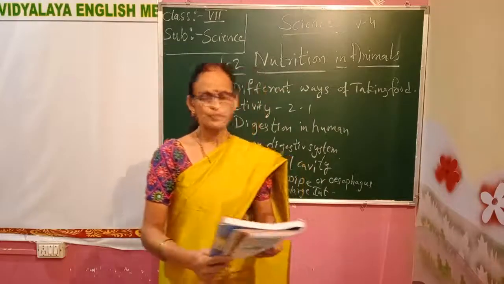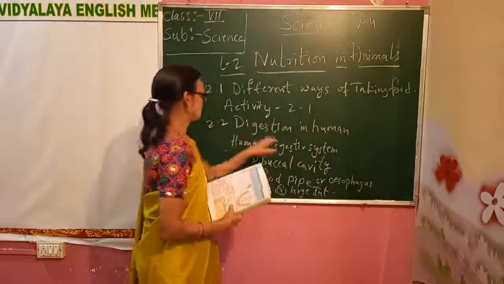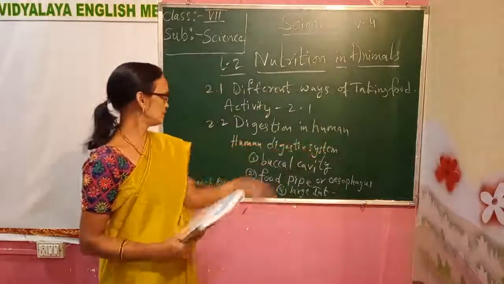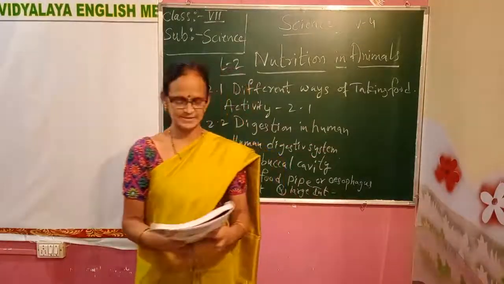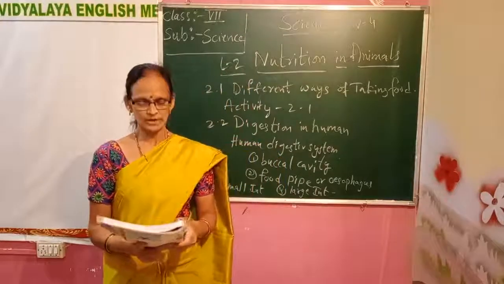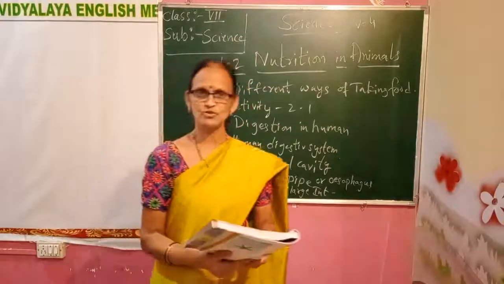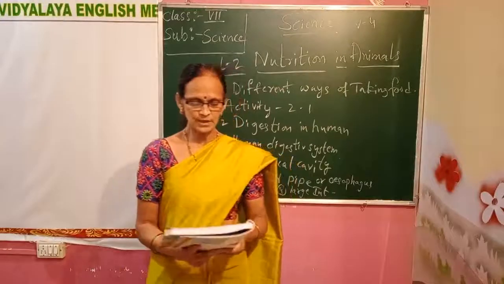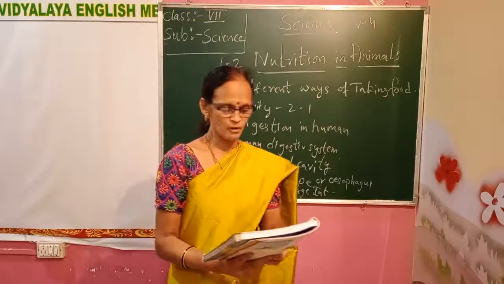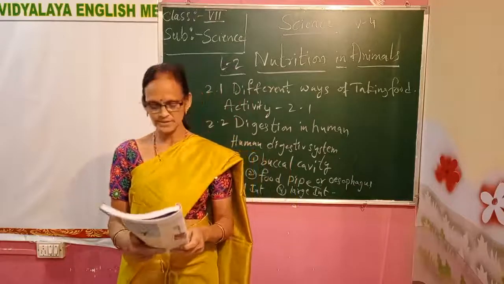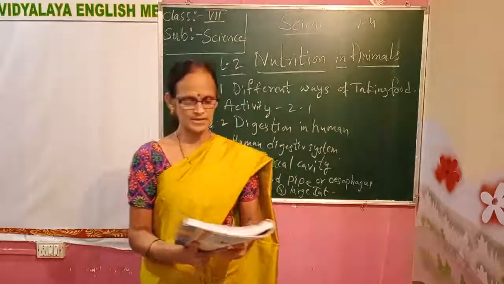Yes, now activity number 2.2. Digestion in the human body. How does digestion take place? Wash your hands. Look into the mirror and count your teeth. Use your index finger. Yes, you feel the teeth. How many kinds of teeth could you find? Yes, he is telling you to start with the index finger.